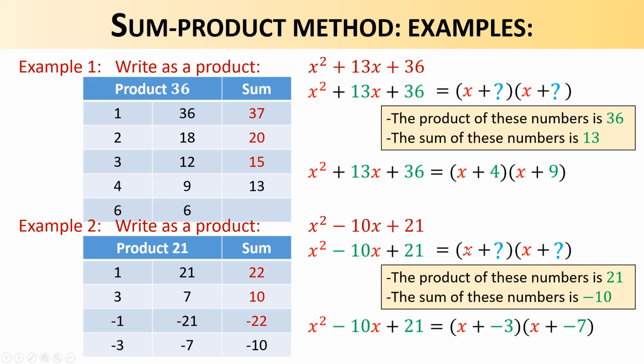So that means that I get x plus minus 3 and x plus minus 7. But of course, I'm going to simplify this. I'm just going to write x minus 3 times x minus 7. And that is the result of factorizing this formula.